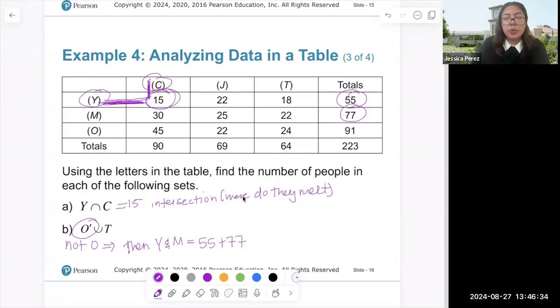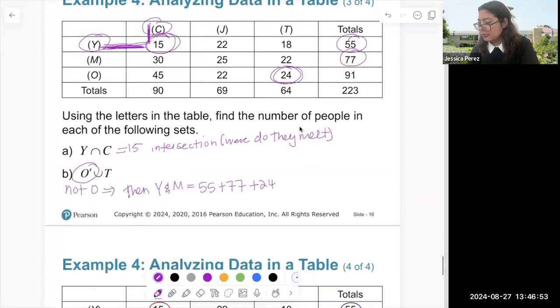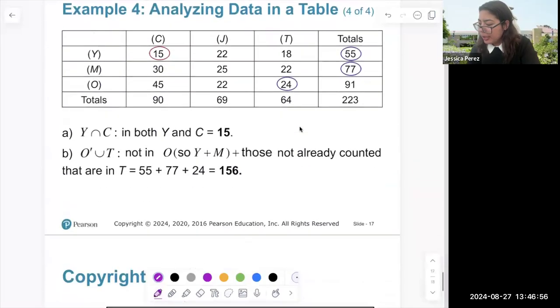What do you mean, or T? That means that you have the last piece, your T, so O prime, so not O, but yes, T. So the T would be 24. Okay. So we would have 55 plus 77 plus 24, and we would get a total of 156.